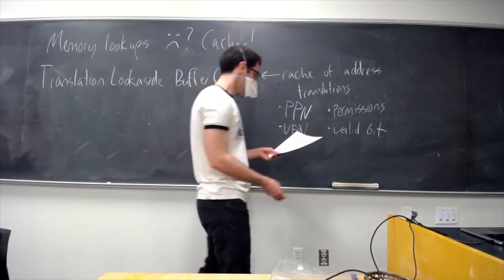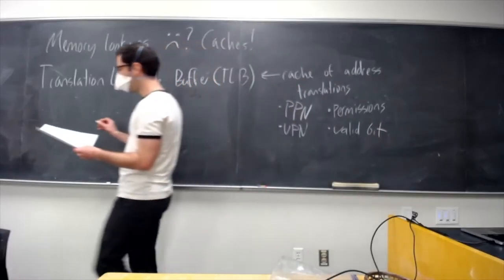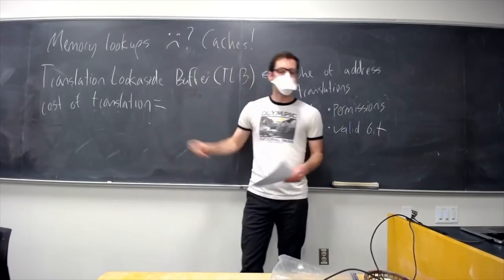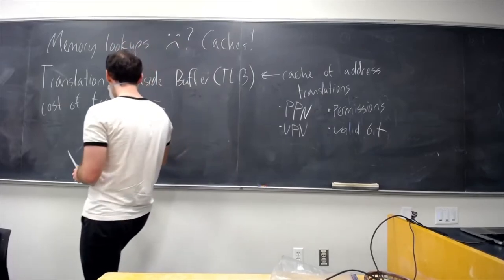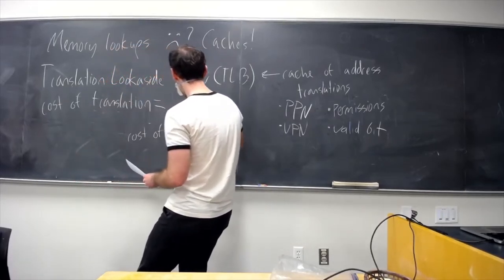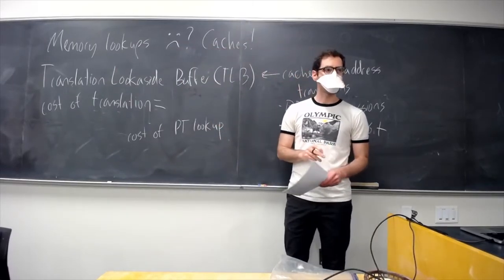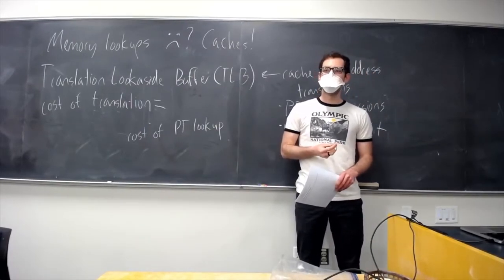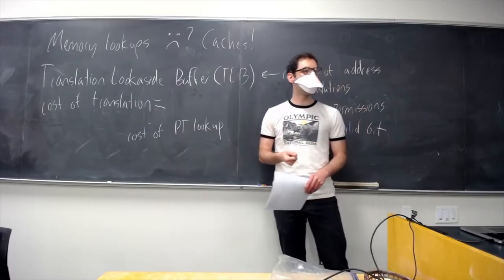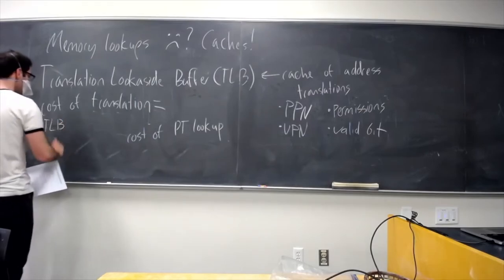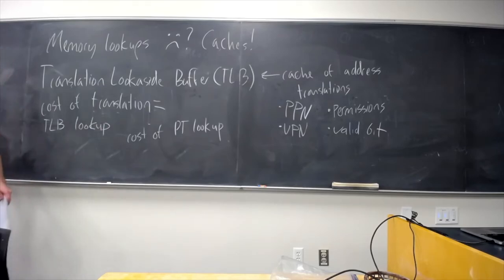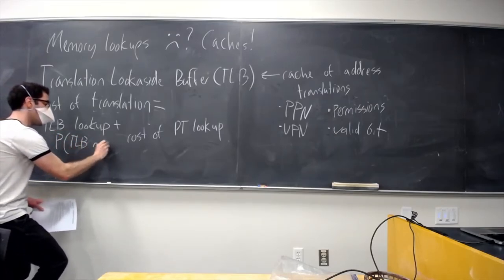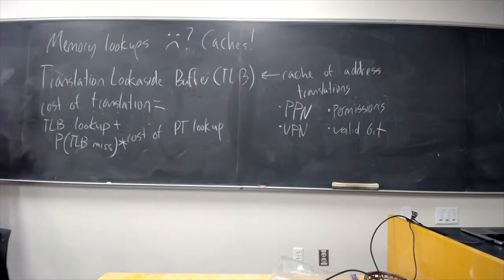All right, so the cost. Our cost of translation before was the cost of our page table lookup. Now that we have this TLB, how would that change the cost of translation? Well, it makes it one TLB lookup if it's in it, otherwise one TLB lookup plus one page table lookup. Yes, we have one TLB lookup plus the probability of a TLB miss times the cost of going all the way to the page table.